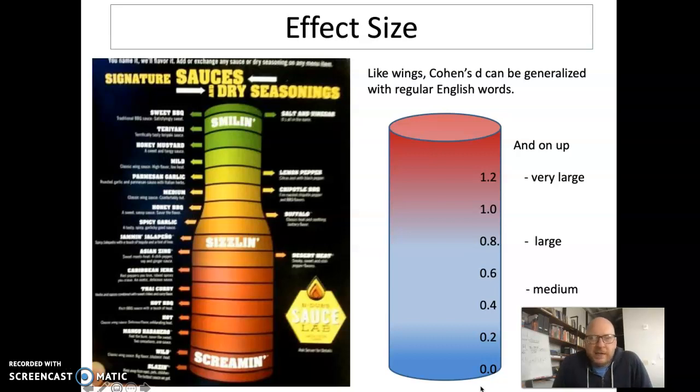So when you find your d value, you compare it to this and you say, my first d was a 0.3, and in that example, that wasn't very big, so no wonder it wasn't significant. In my second example, it was 1.3, and that's very large. And in fact, that can go on up infinitely.